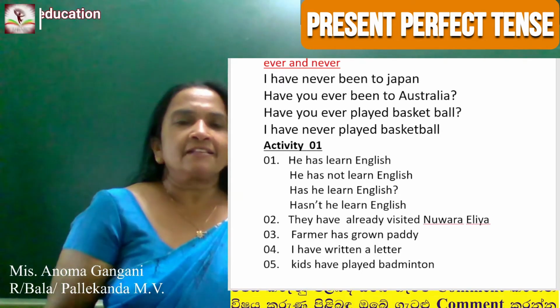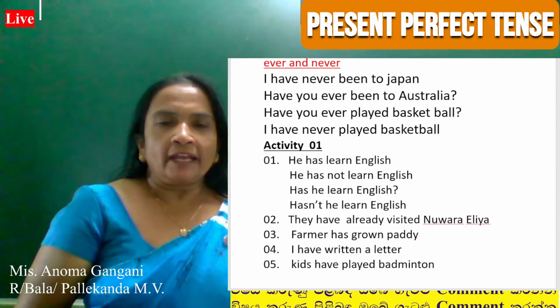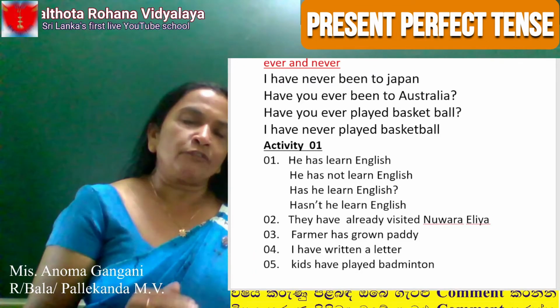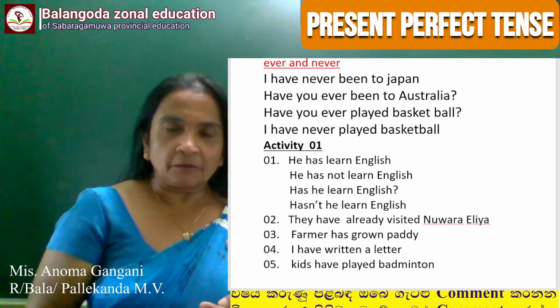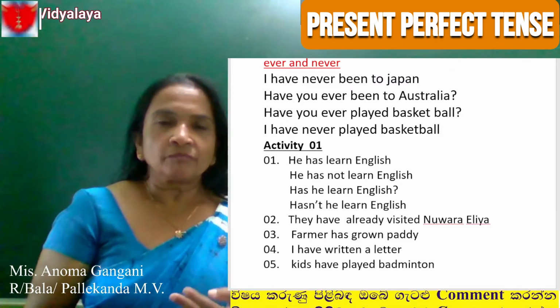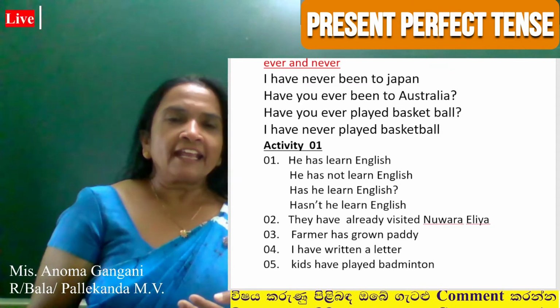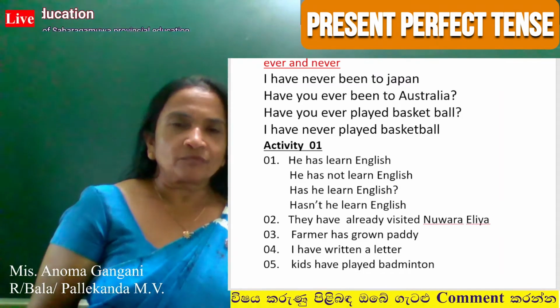Those are the things. The next one, activity 1. We put them into four forms. What are the four forms here? Positive, negative, and the question, the negative interrogative.